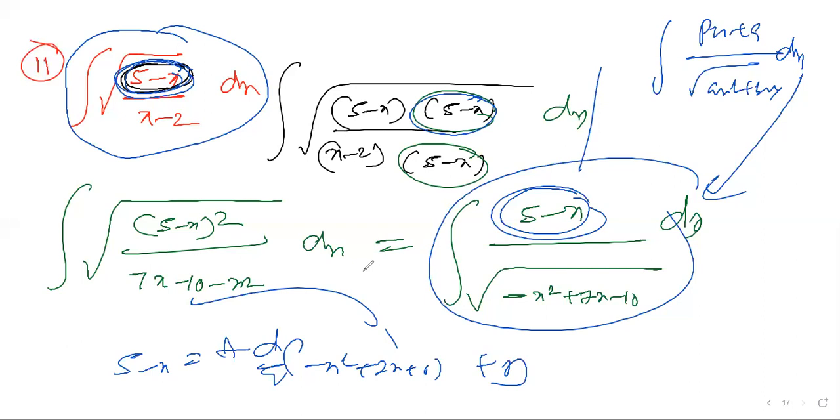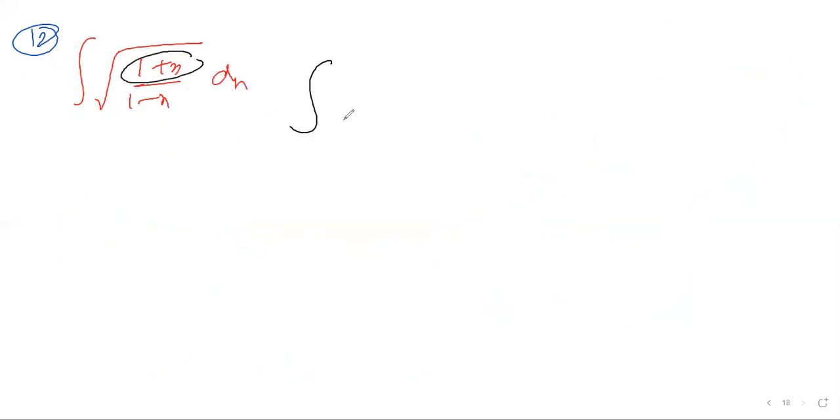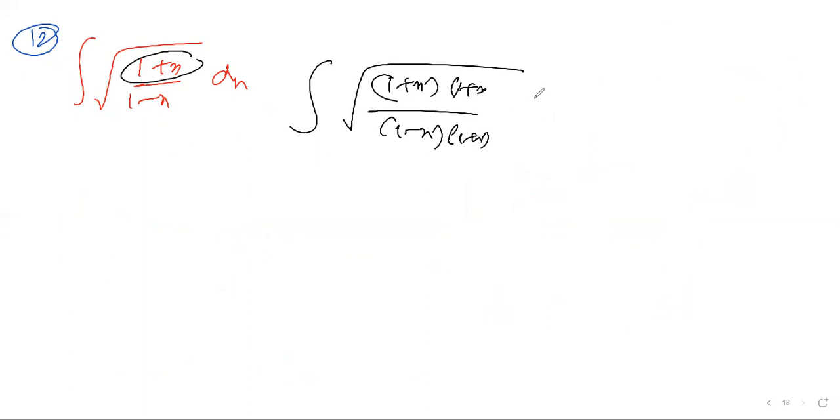I don't want to waste your time now. Next, you can take question 12. Question number 12 also looks like the same model: integration of root of (1 plus x) by (1 minus x). The time is limited, so I am going very fast. In the same way, multiply the numerator with root of 1 plus x. So (1 plus x) into (1 plus x) on top, and (1 minus x) into (1 plus x) below, dx. After this, you are going to get 1 plus x in the numerator, and in the denominator under root 1 minus x square, into dx.